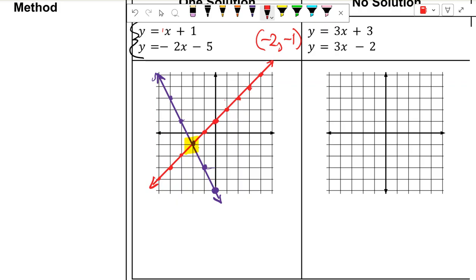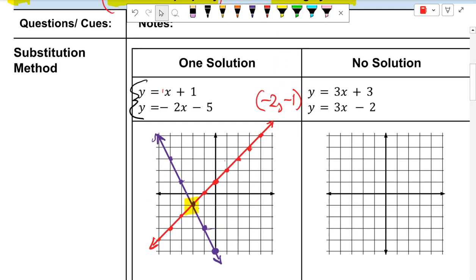All right, and this is how it works. Notice up here that y, got a little red mark there, there we go. Y at the top is exactly equal to x plus 1. Notice on the bottom, right below that, that y is also exactly equal to negative 2x minus 5. Well, if you think about this, this y right here is the exact same thing as this y. So if those y's are the exact same number, and what number are they? They are negative 1, because we know that to be true.